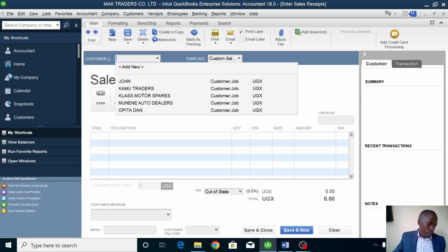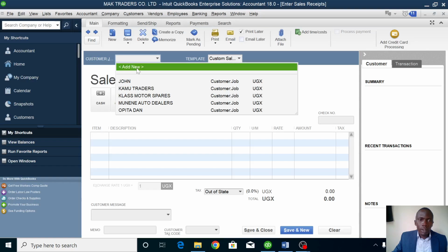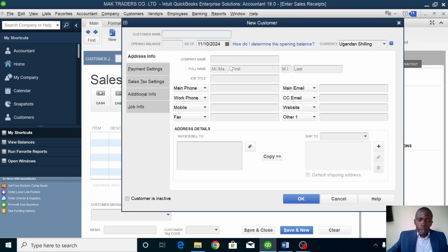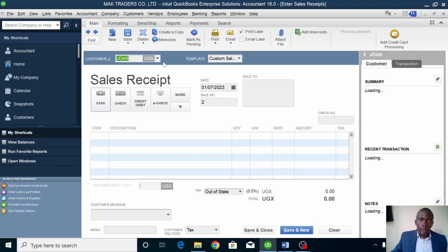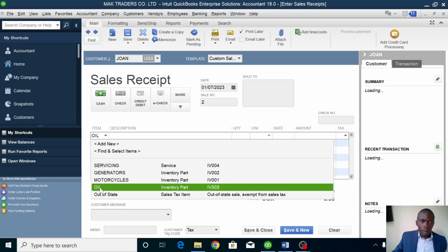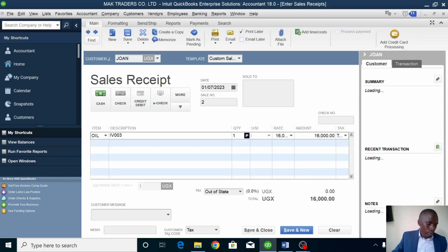We sold it to who? We don't have the name, so we add the name. For example, John. So say okay. We are saying we made it to be cash. The item was engine oil. The quantity was 10.